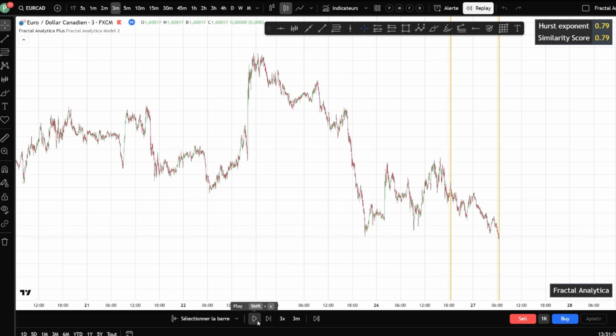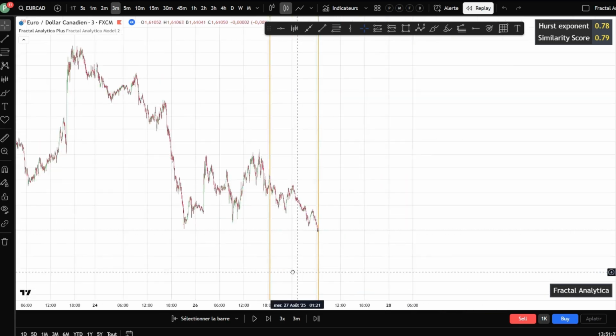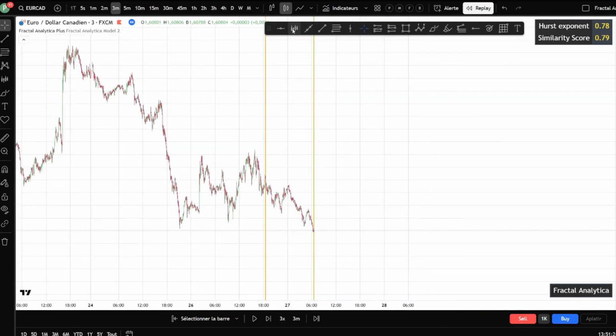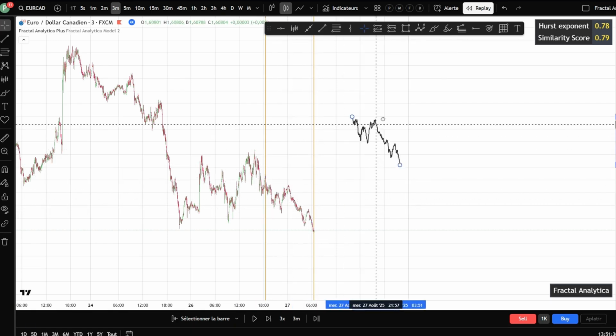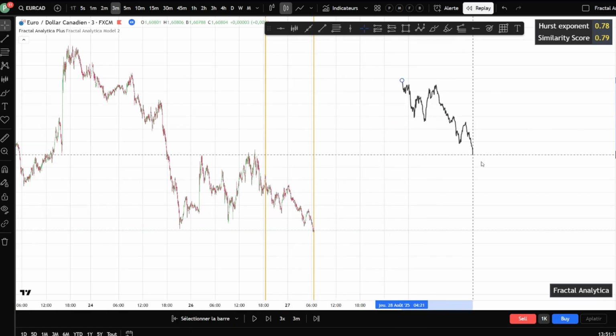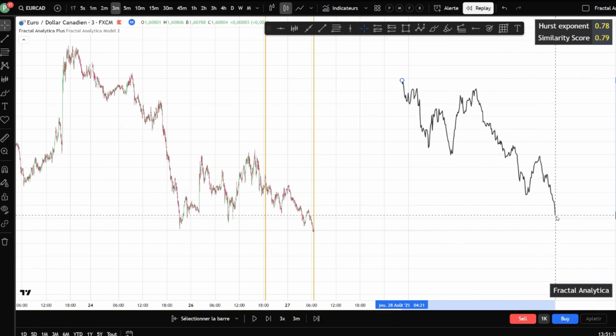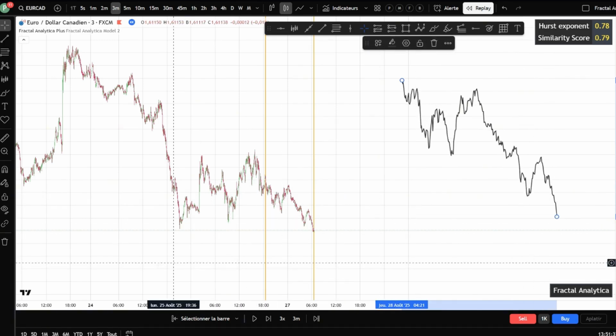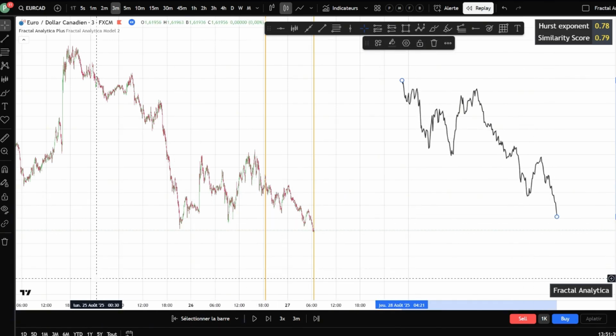Now, here we are. The Fractal Analytica Plus has just spotted a new fractal, and this time it's very close to the actual price. That's when our analysis begins. What I usually do at this stage is take the fractal structure, copy it, and compare it with the new pattern that's forming. The goal here is to look for similarities, because the market tends to repeat its behavior.